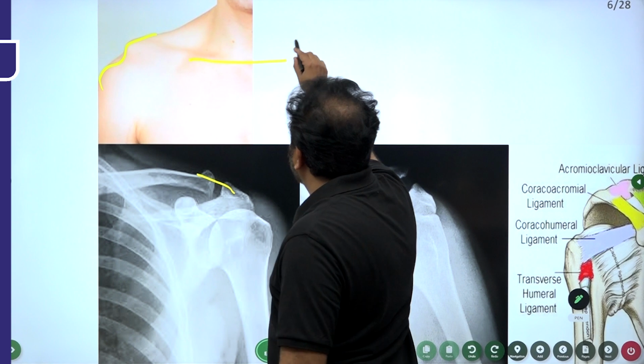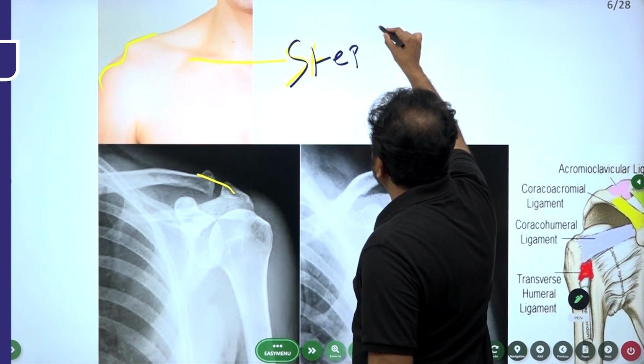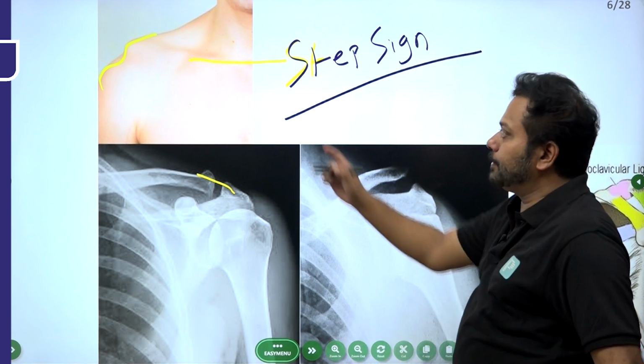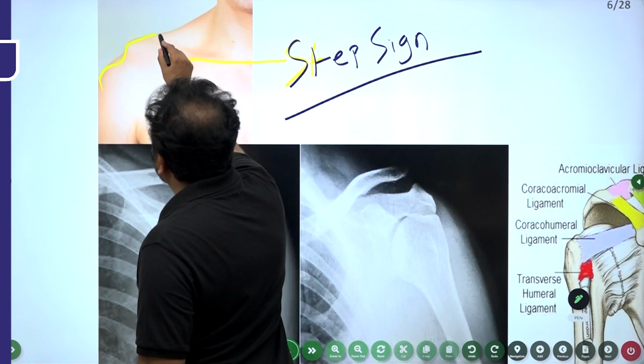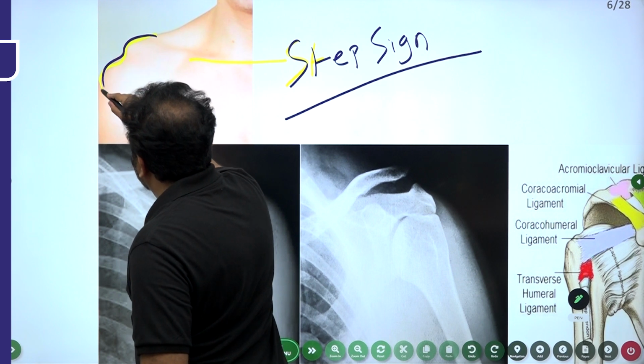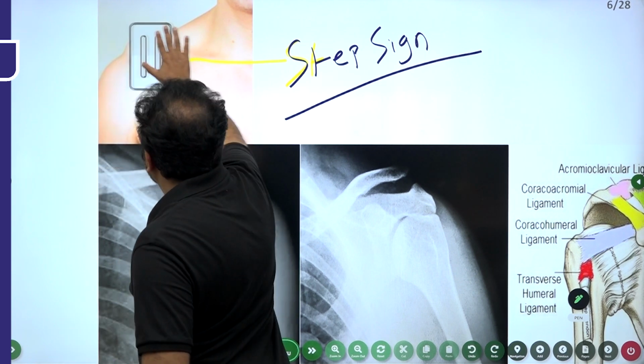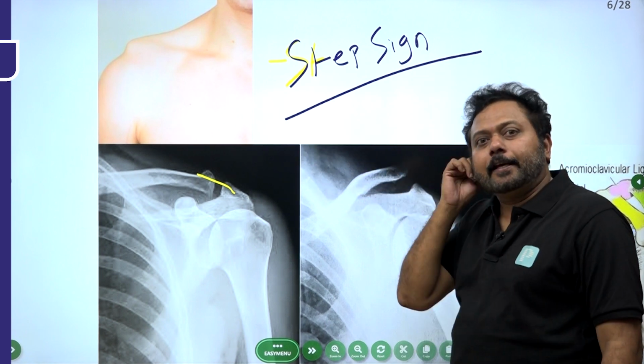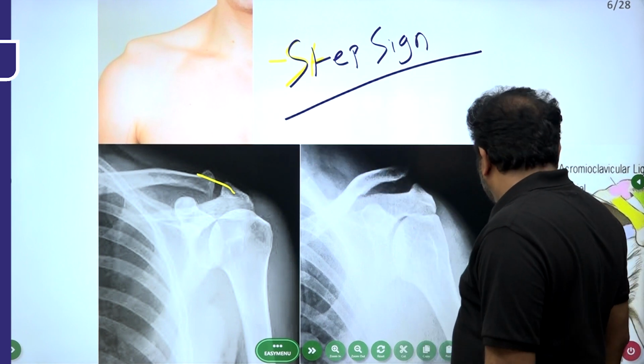Okay, this is called the step sign. That classical sign, no? A step-like thing here in the clavicle. Now you see the shoulder. A classical step sign, a classical clinical sign of acromioclavicular joint disruption.